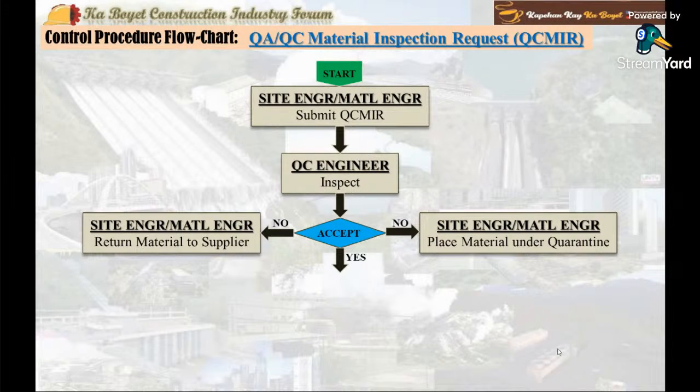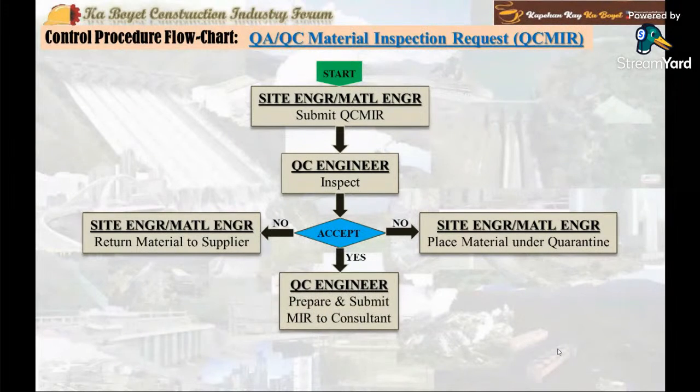Now, if the material is accepted, the QC engineer shall proceed to prepare and submit formal material or equipment inspection request to the consultant. The output internal document is assigned QCMIR with an action code approved plus the delivery documents. The external output document is a material or equipment inspection request, a formal material or equipment inspection request to the consultant.